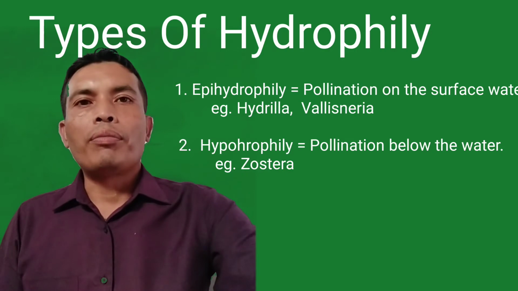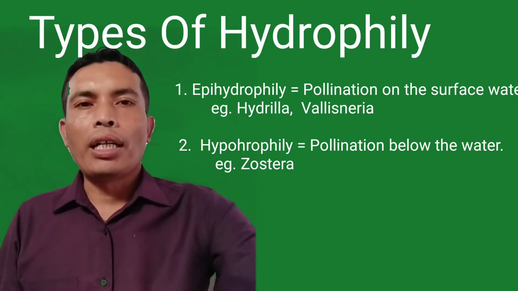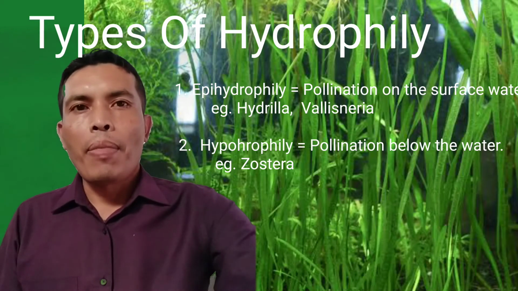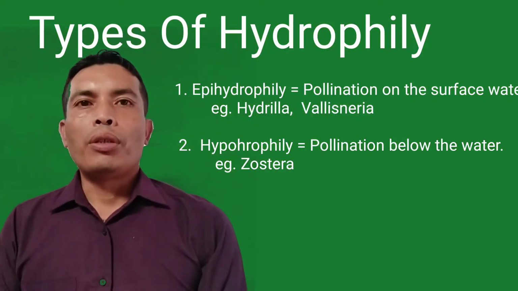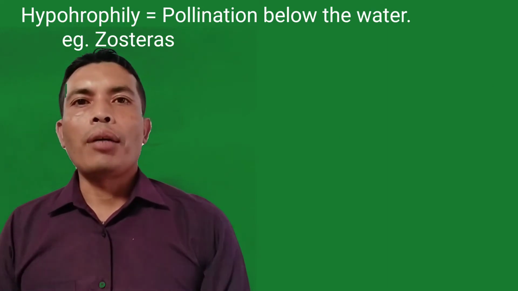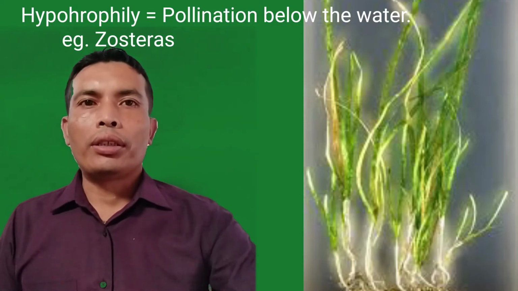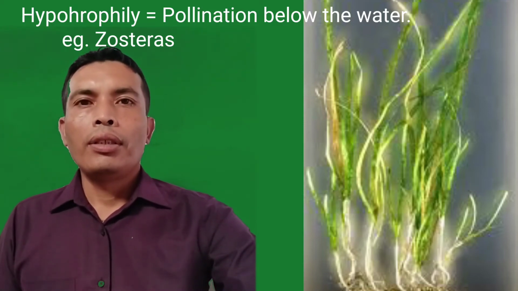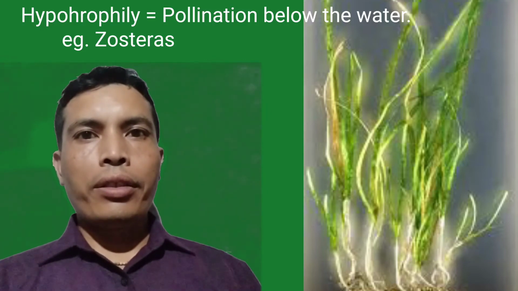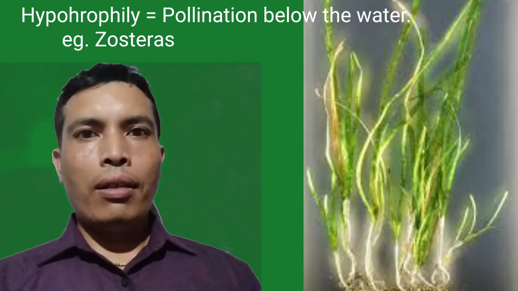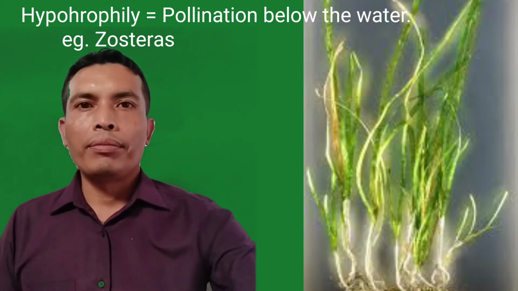Some examples of the plants, water plants or aquatic plants which have epihydrophily are Vallisneria, Hydrilla, etc. The other type of water pollination is known as hypohydrophily, which is done inside the water. One example of the plant which has such type of pollination is Zostera. So let us know how pollination occurs in Vallisneria.